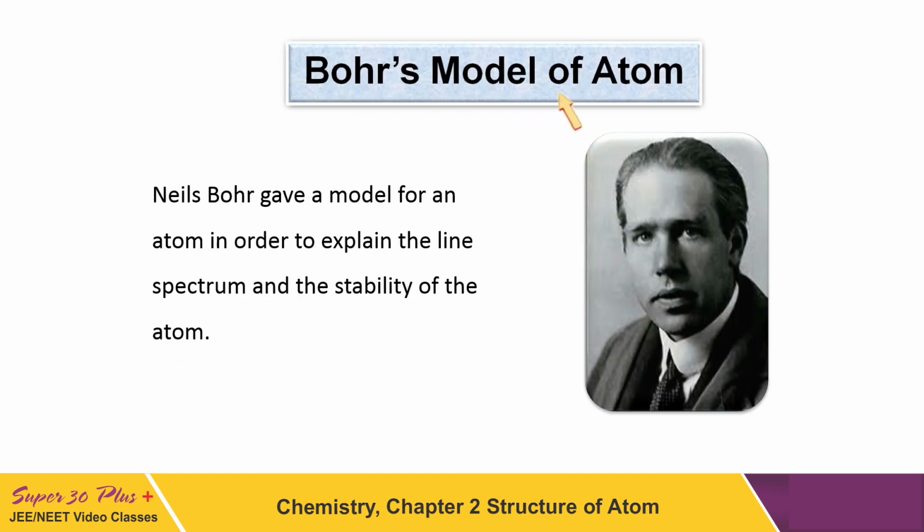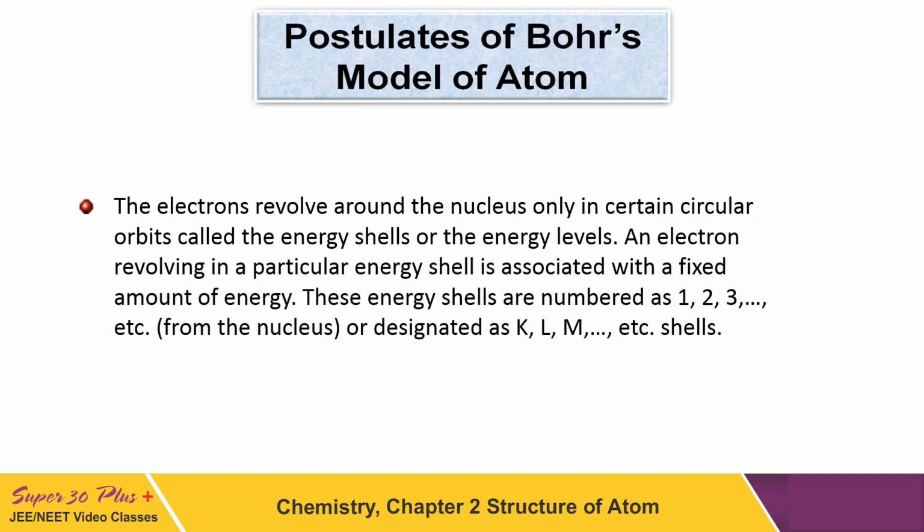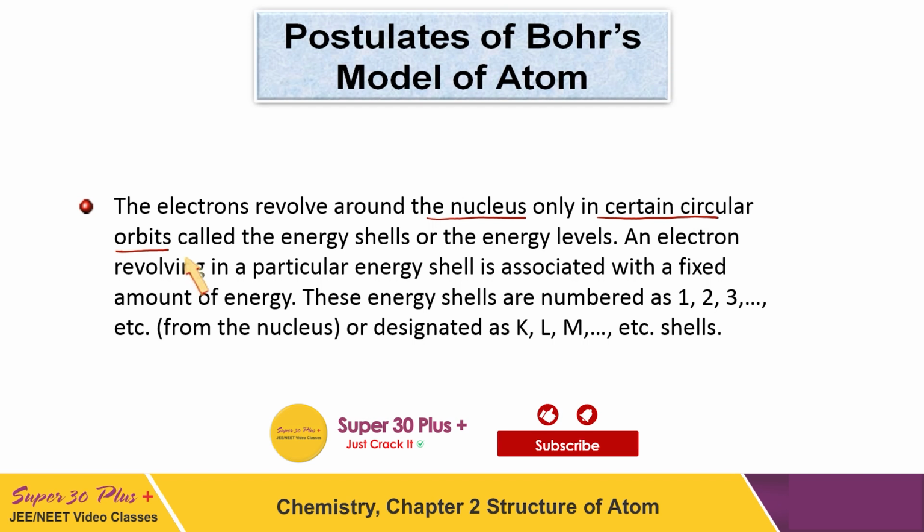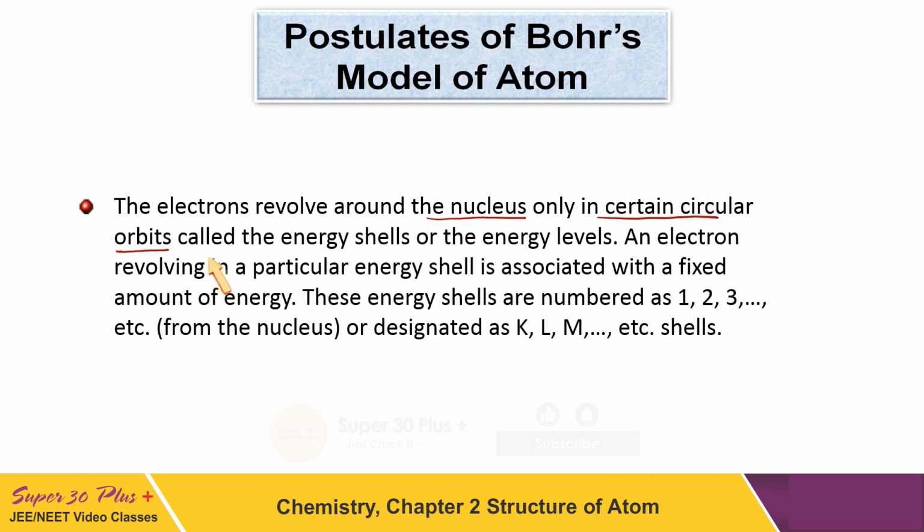Now here comes the Bohr model of the atom. It was given by the scientist Niels Bohr. He gave a model of an atom to explain the line spectrum and the stability of the atom. What are the key features of this model? He said that the electron revolves around the nucleus only in certain circular orbits. It is not that electrons revolve in any path you assume. They revolve around the nucleus in certain paths called orbits. The energy of the electron in these circular orbits is always constant, so they are also called stationary orbits.